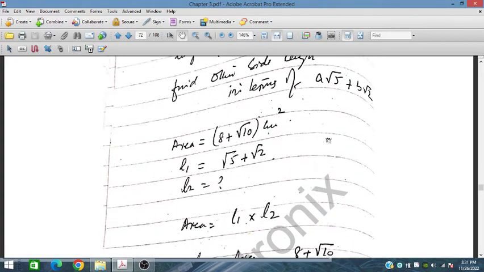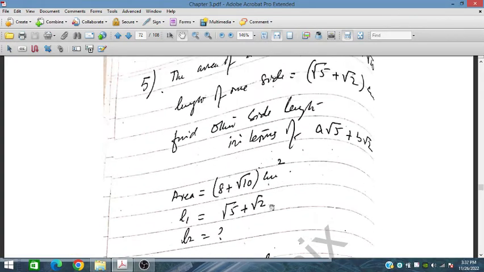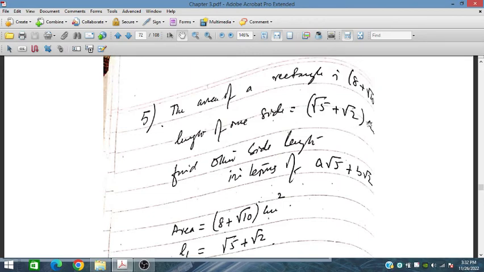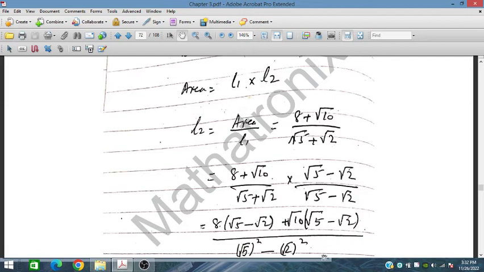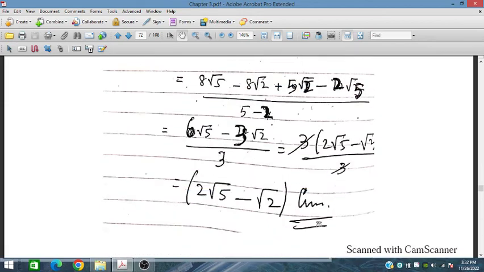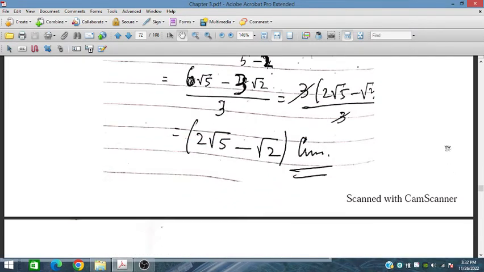In this case the area is given in centimeter square and the length is given in centimeters. So we have to write it here in centimeters. So the final length, the second length, will be in centimeters. So this unit is very important.